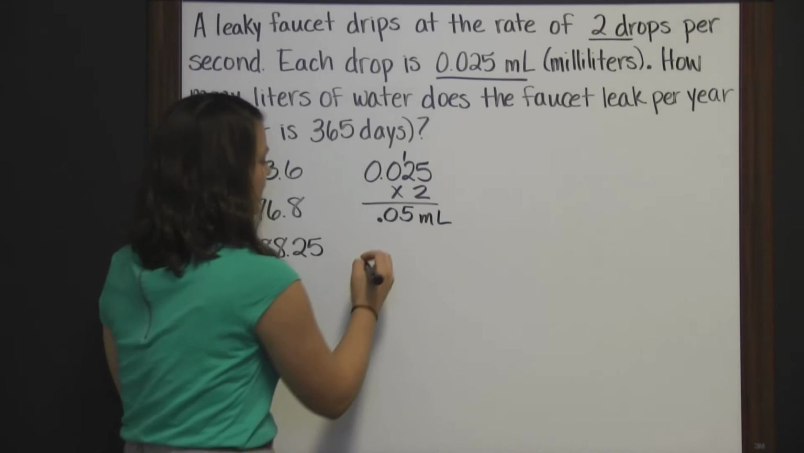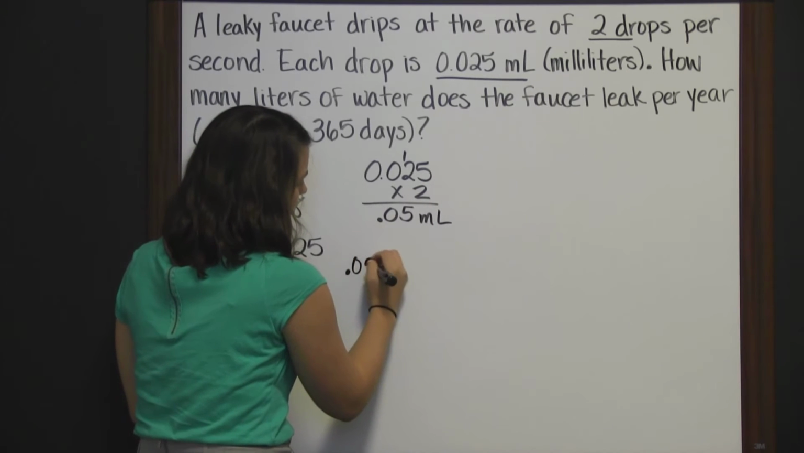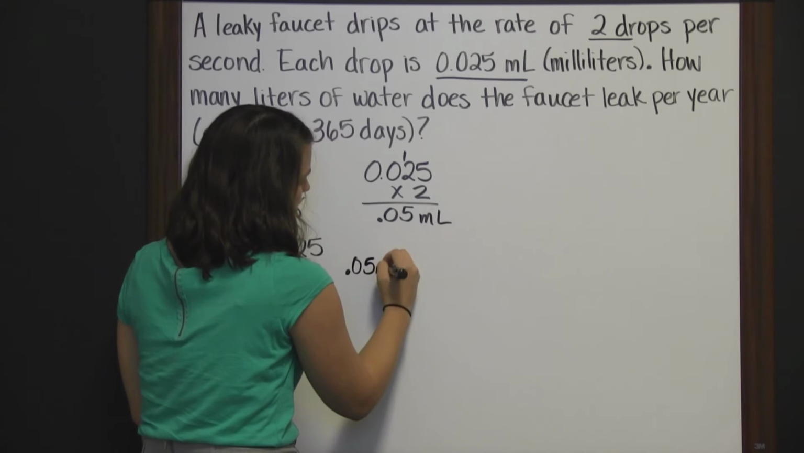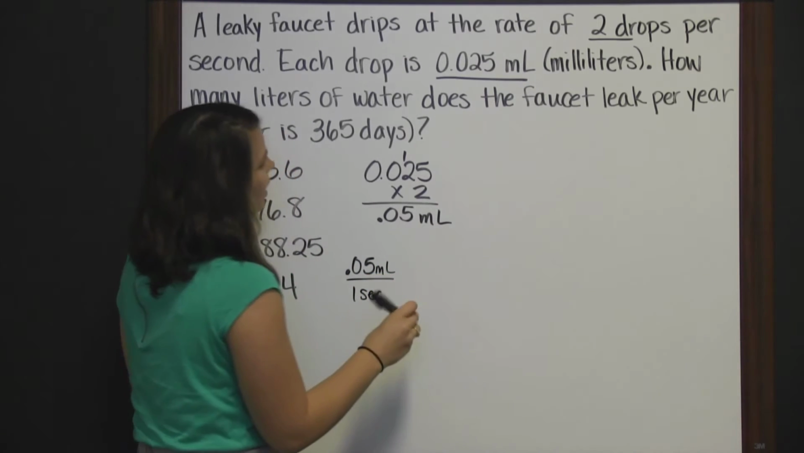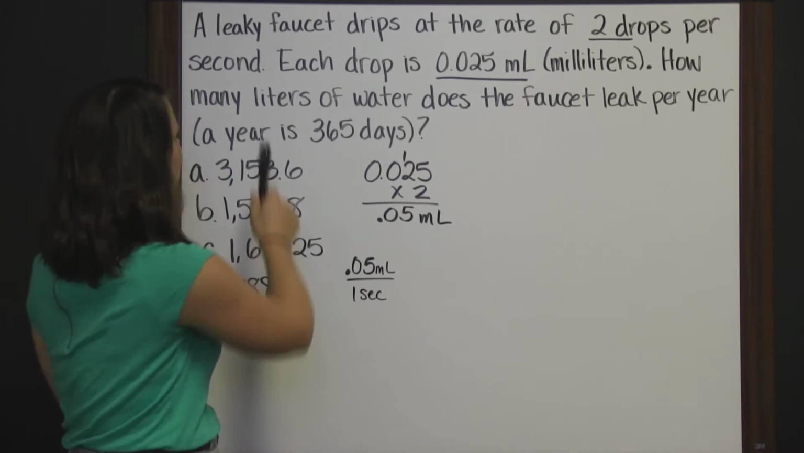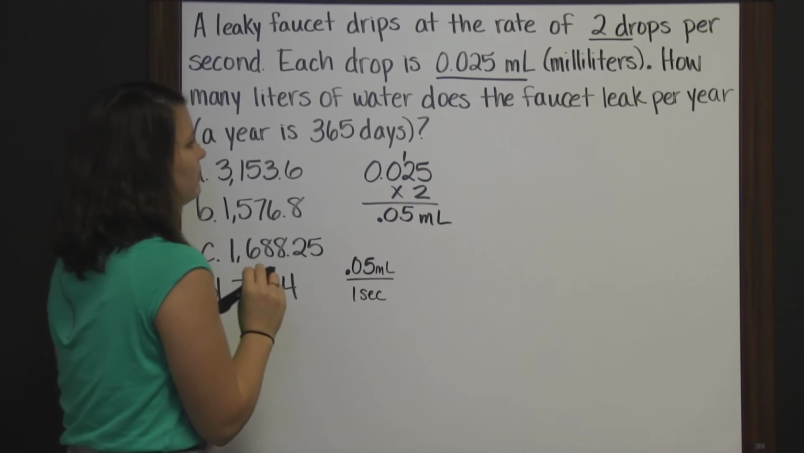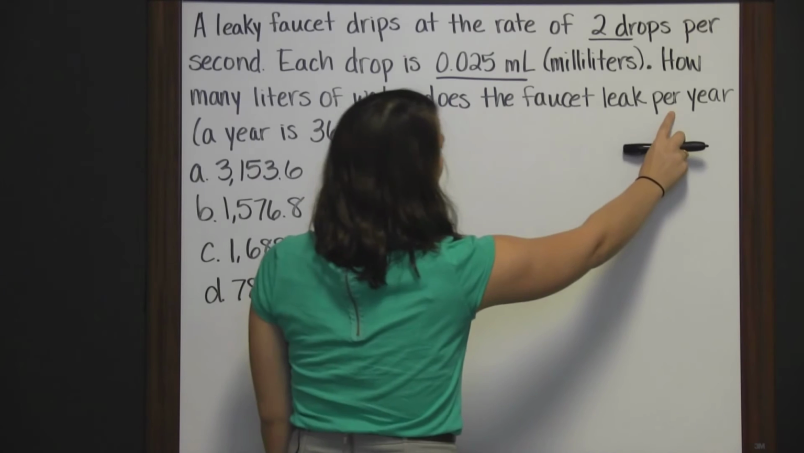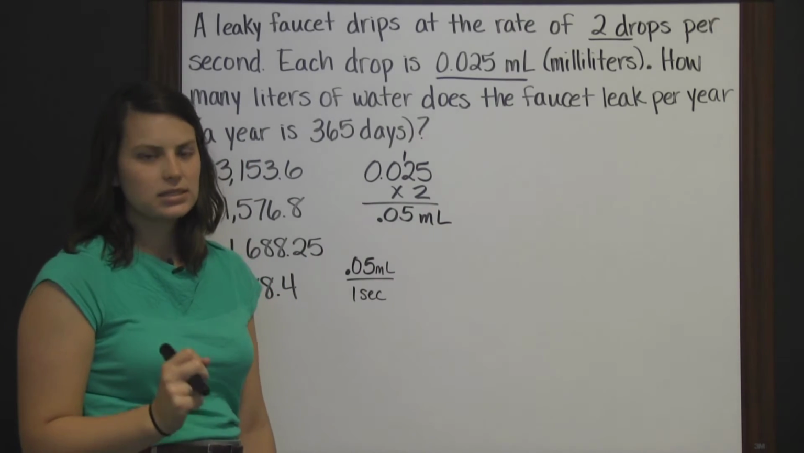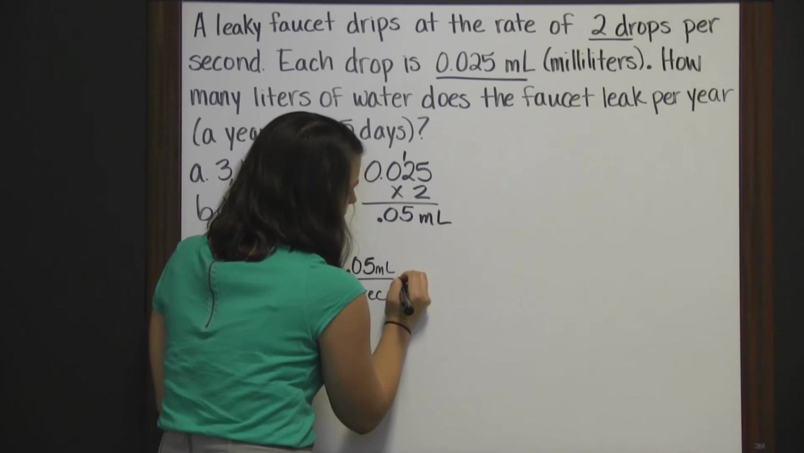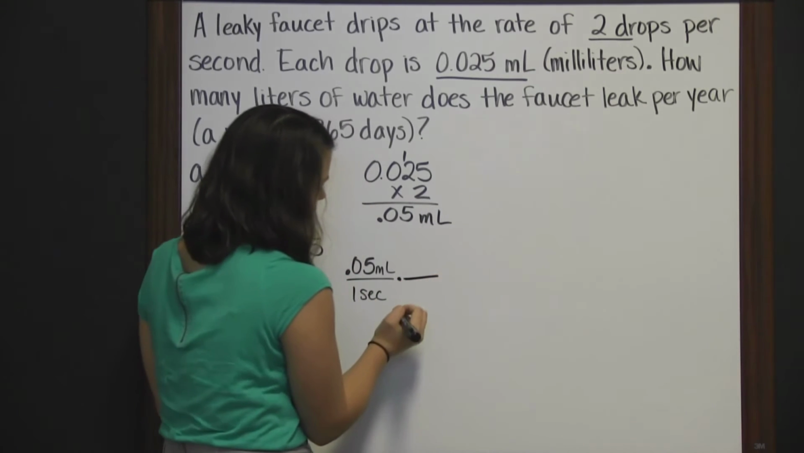So that's 1 second. So 50 thousandths milliliters per 1 second. But they want to know how much in liters, and we're going to convert that in just a minute, leak out per year. So I need to convert from seconds to years. And I'm going to do that by multiplying by conversion factors.